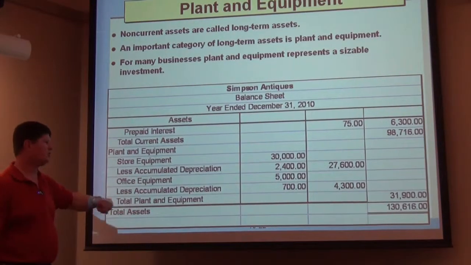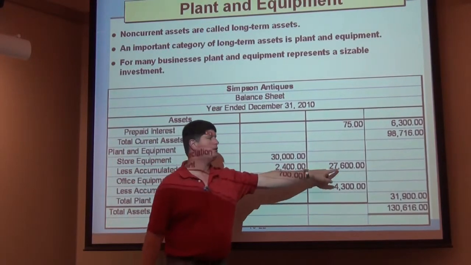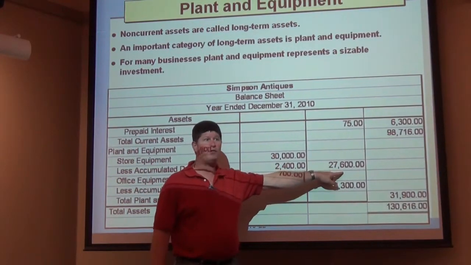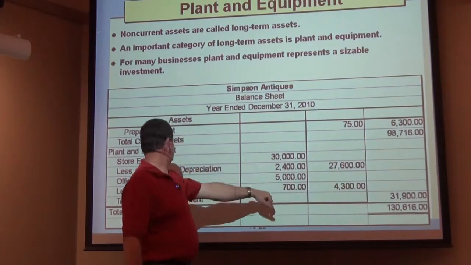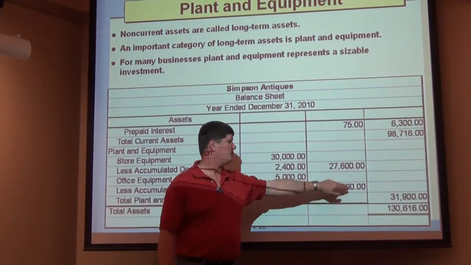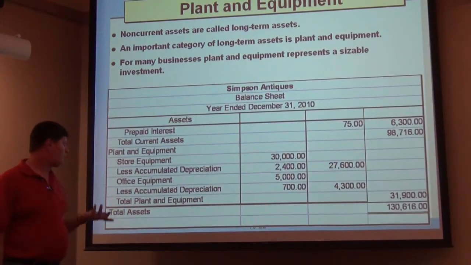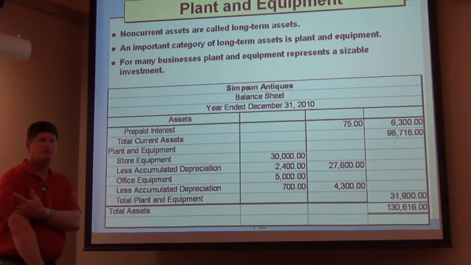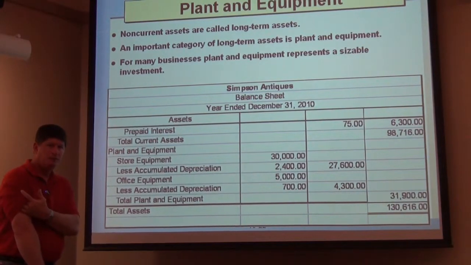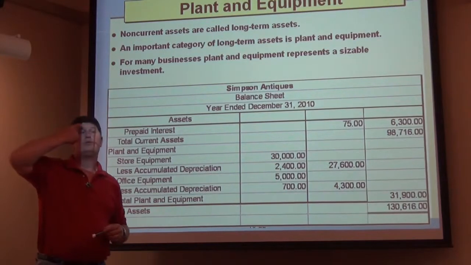So notice, store equipment, less accumulated depreciation. Office equipment, less accumulated depreciation. So store equipment, less depreciation. This is your book value, right? Office equipment, less accumulated depreciation, book value. You add those two together and you get total plant and equipment, total property, plant, and equipment. Everybody see the presentation there? Are we good with this?